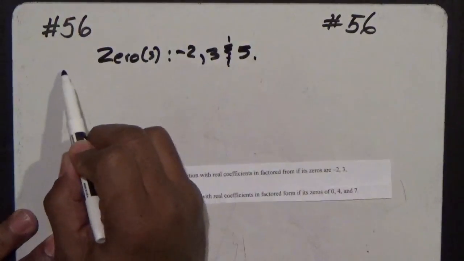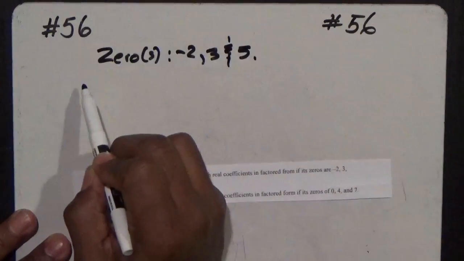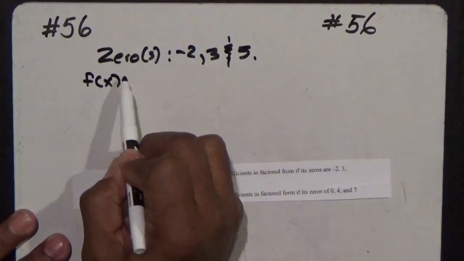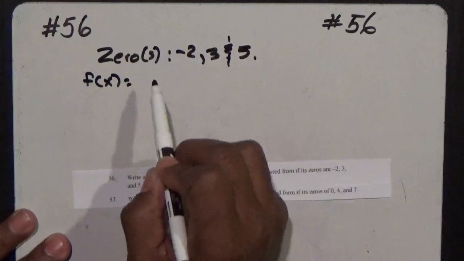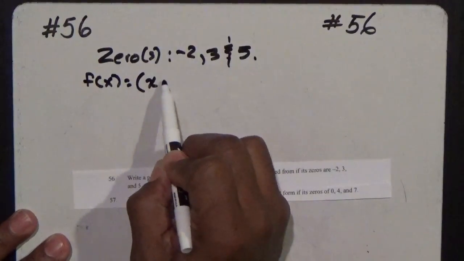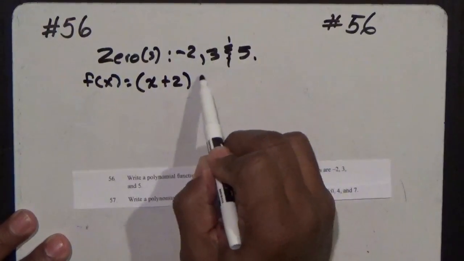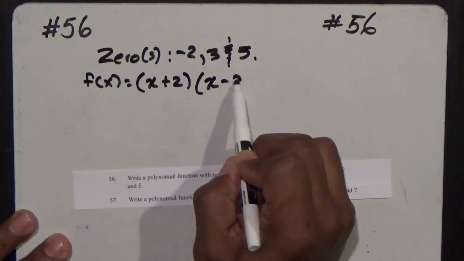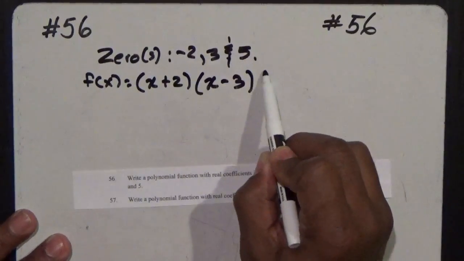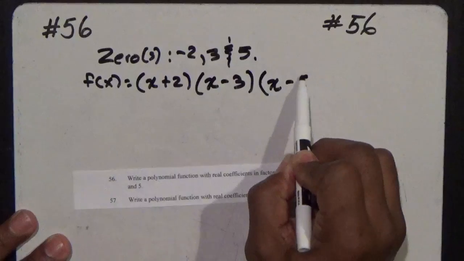Alright, so again, writing that polynomial would be f of x is equal to, if the zero is -2, then the factor is x plus 2. If the zero is 3, this is x minus 3. And if the zero is 5, then this is x minus 5.